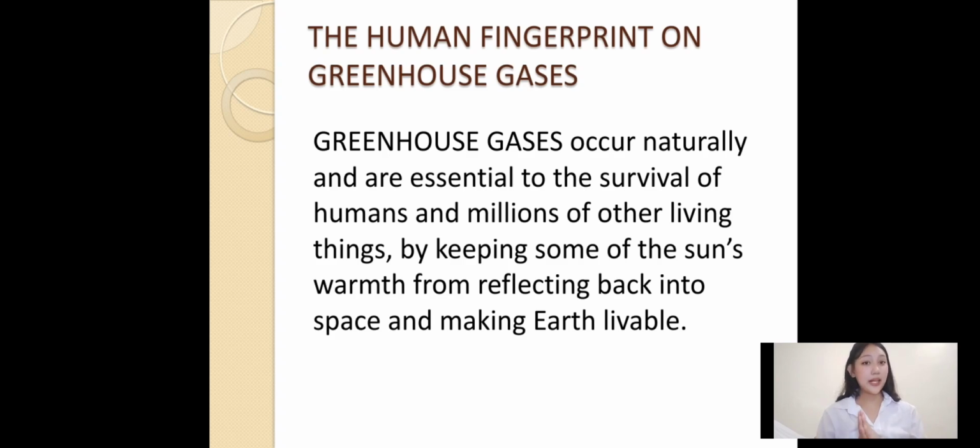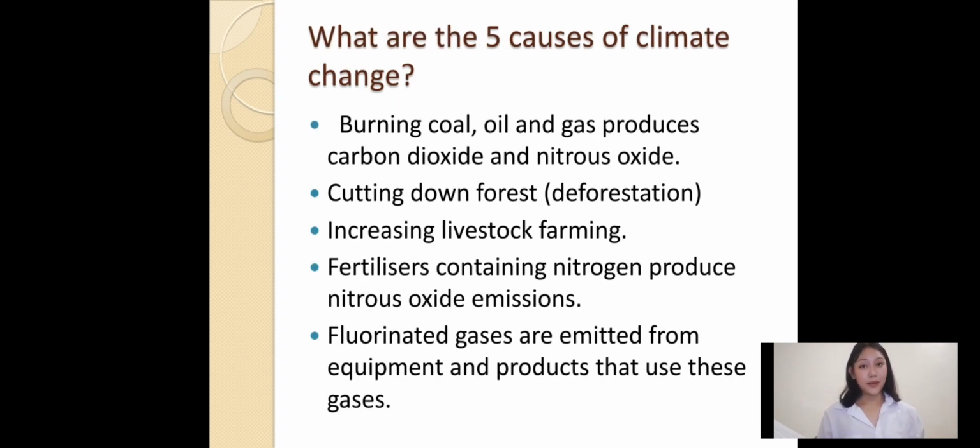If we cannot stop climate change or lessen its effects, this may cause hotter temperatures, more severe storms, and increased drought. With these factors, it can directly harm animals, destroy the places they live, and wreak havoc on people's livelihoods and communities. So what are the five causes of climate change? Burning coal, oil, and gas produces carbon dioxide and nitrous oxide. As I said earlier, if we burn all these, it produces what we call greenhouse gases, and it's very harmful to our environment and Earth's atmosphere.